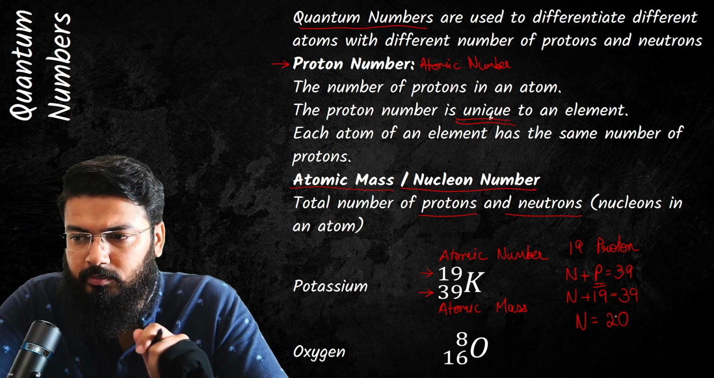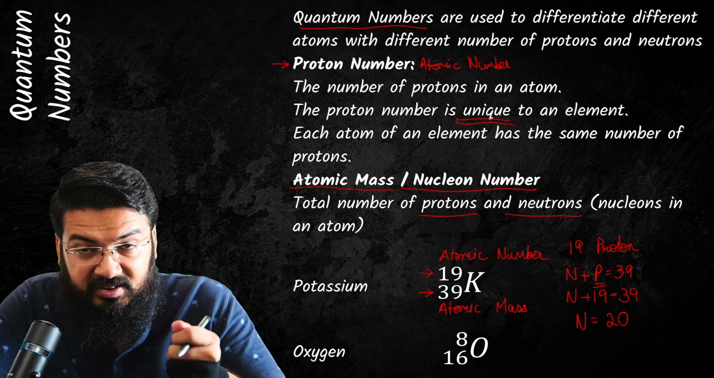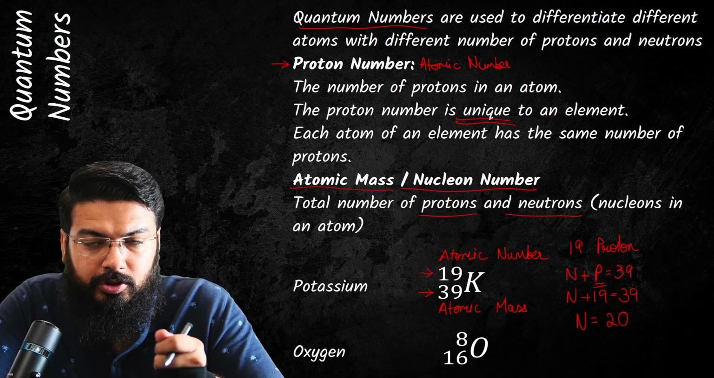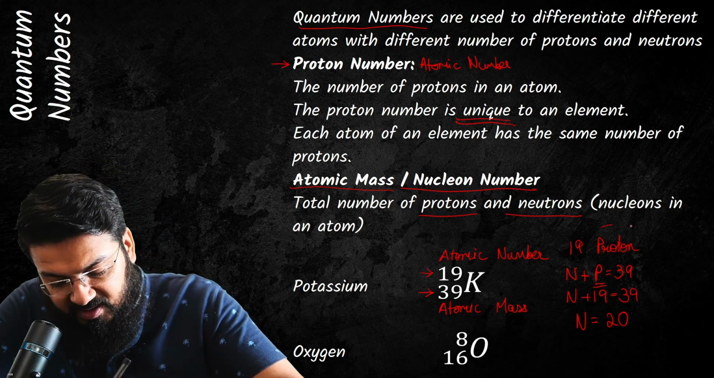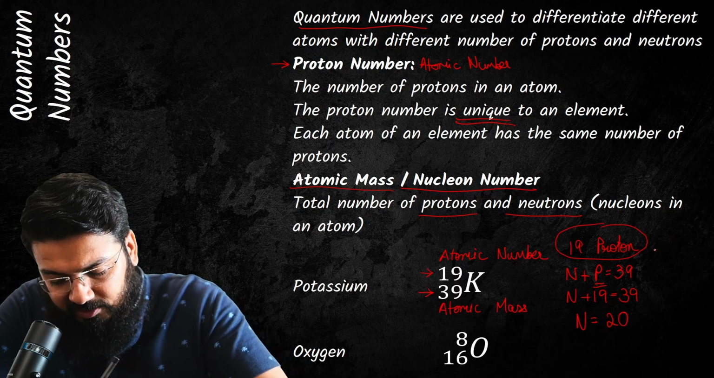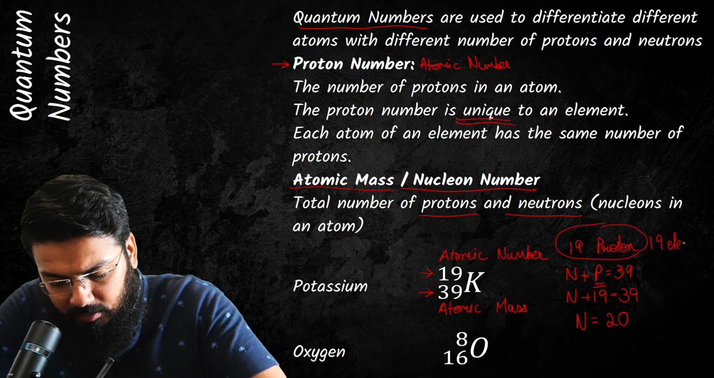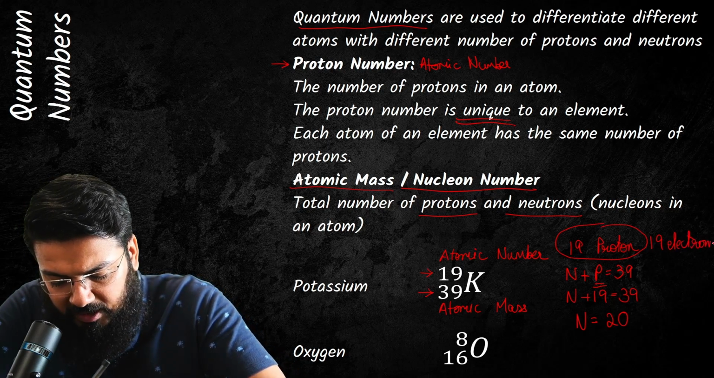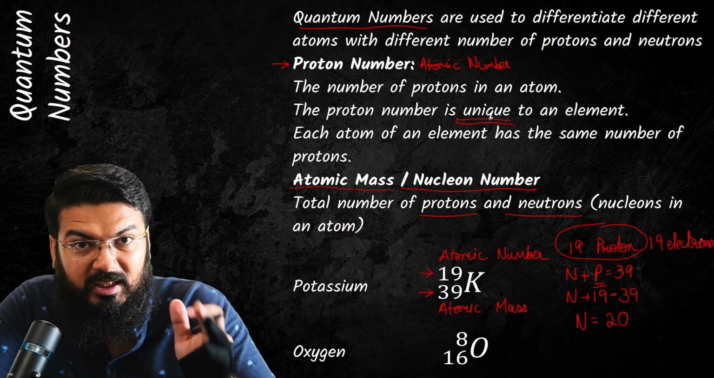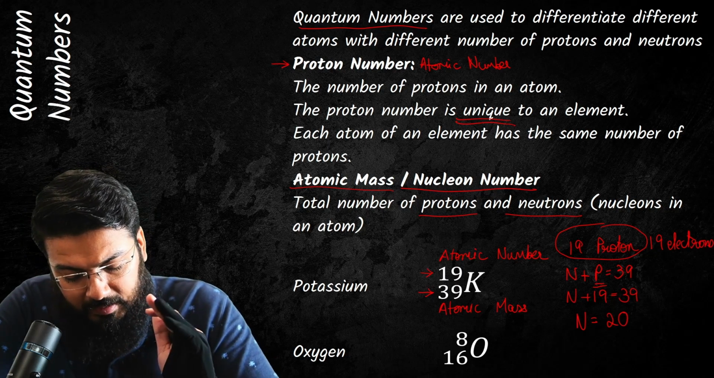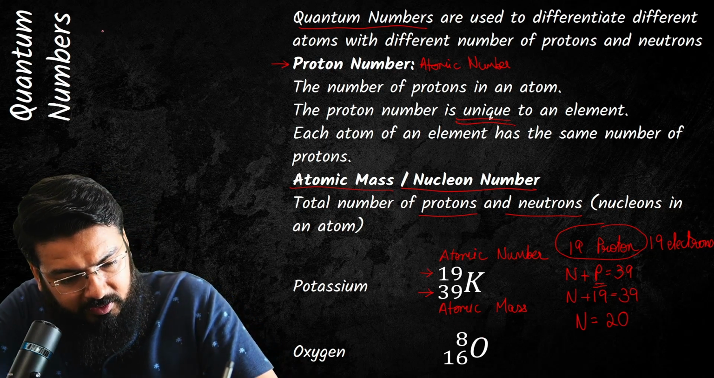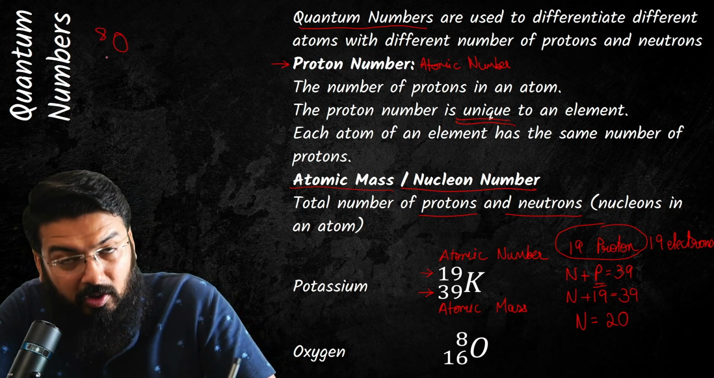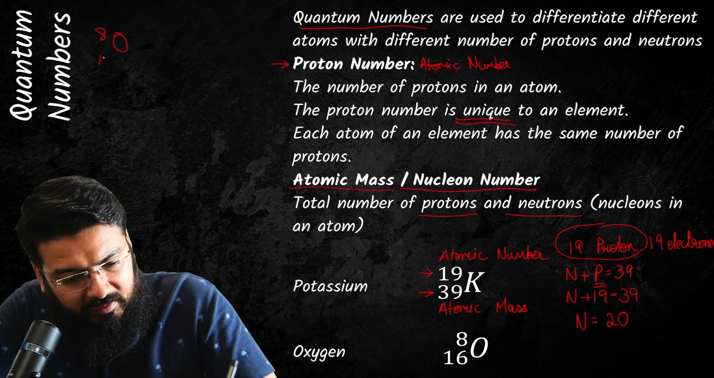Because we assume, characteristically, we assume that each atom is neutral. So if there's 19 protons, there has to be exactly the same number of electrons. So if you have 19 protons, there's supposed to be 19 electrons as well. Okay, let's talk about oxygen. Let's put oxygen over here. So you have 8 and then the oxygen symbol, and then you have the 16.